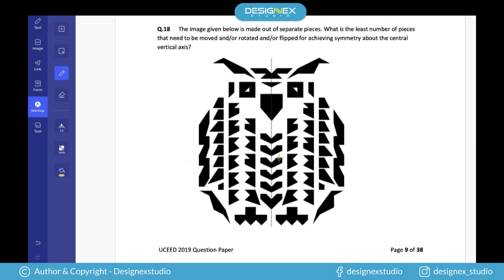Okay, so in the 18th one, you have to see which is not following a symmetry. So what I could find was this one and this one, because for that to be symmetrical, this triangle had to be in the same orientation. It is pointing down, so it should also have been pointing down. It is pointing upwards. Okay, so this is a little bit odd. So this is the first one I could see.